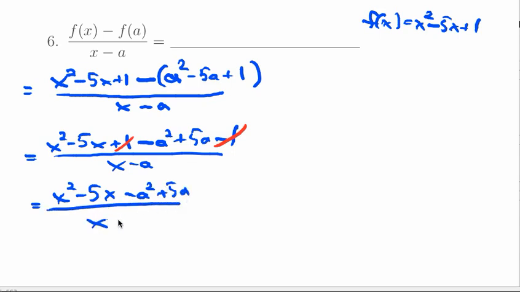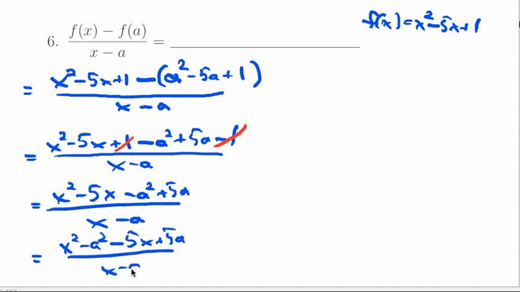And we saw in Mastery Exam Practice Version 1 of this Mastery Exam that I could factor off an x here and an a here, but it doesn't lead me to a place where I can cancel the x minus a's. What does work is this step, and that's simply to move this a squared term over to here and get x squared minus a squared minus 5x plus 5a. That's over x minus a.